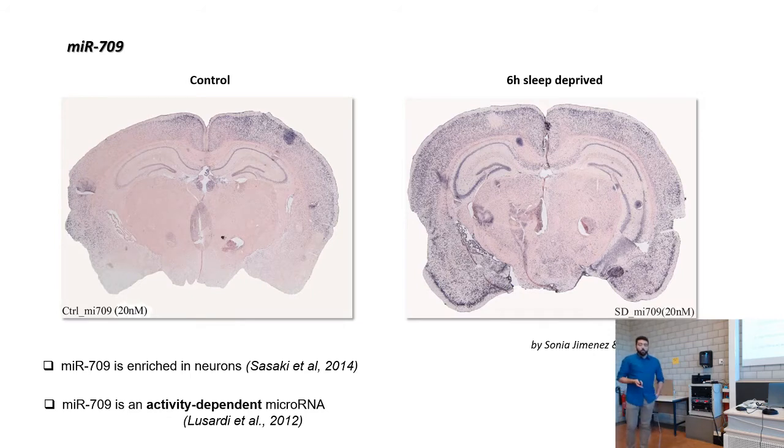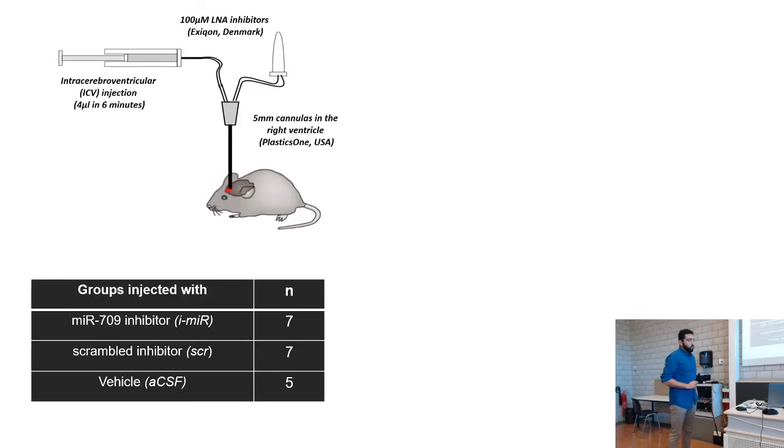Now, what else do we know about this microRNA? We know from literature that 709 is enriched in neurons, and we also know that it's an activity-dependent microRNA, which makes sense that we see it being upregulated after 6 hours of certain activity. So, what was our question? We wanted to learn whether microRNA 709 is functionally involved in sleep.